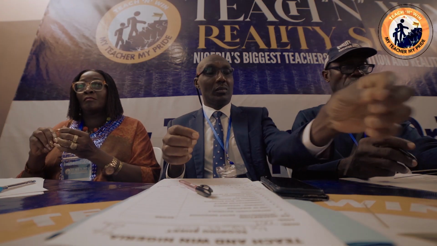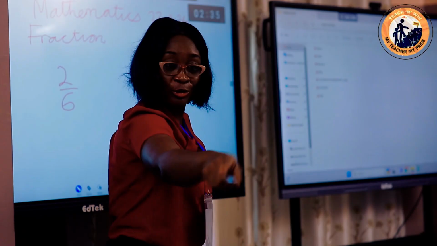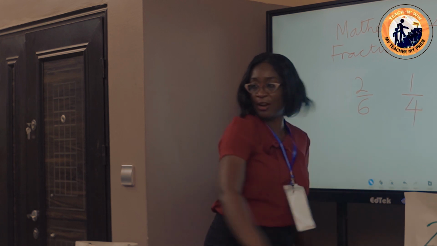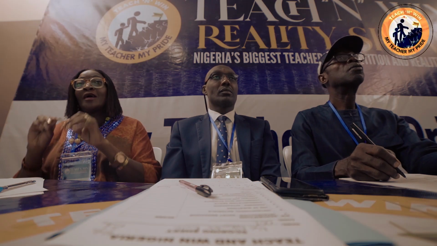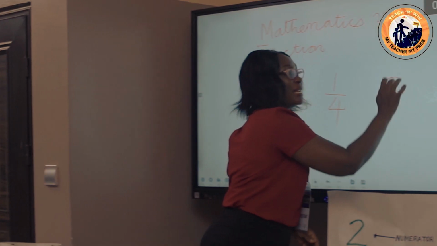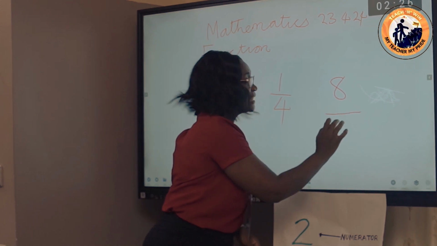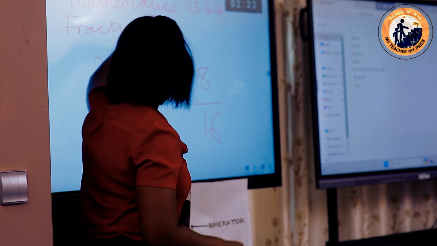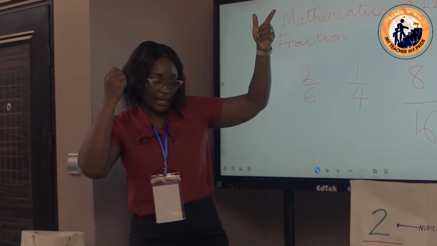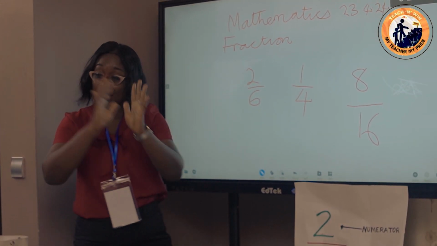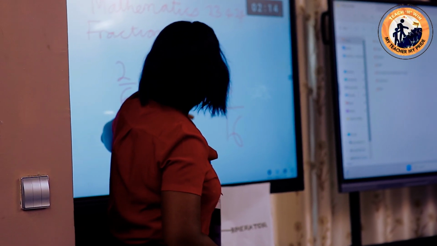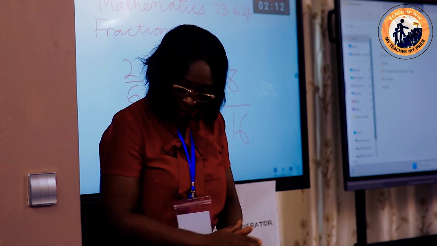How many did you bring out? 1 out of how many pieces? 4. 1 out of 4. Very good. How many? 8 out of how many pieces? 16. Very good. So have we seen every fraction must have a figure that you take out over the total number? And remember, the one above is the numerator, while the one below is the denominator.